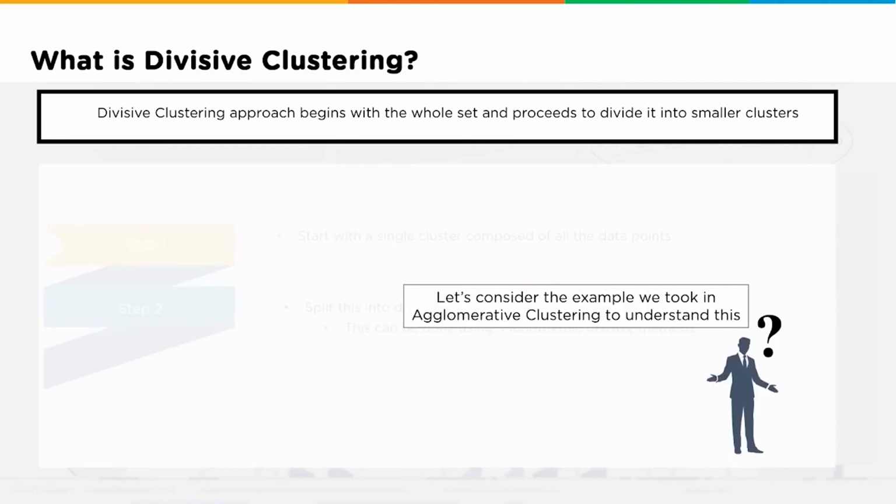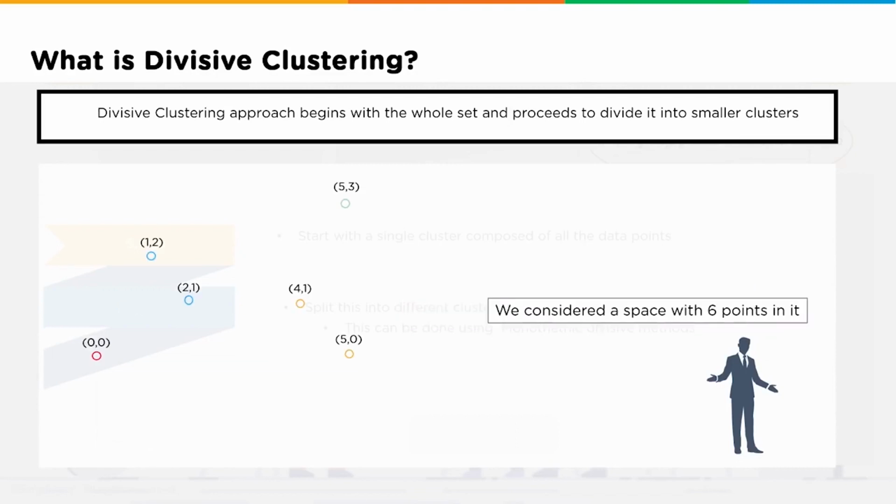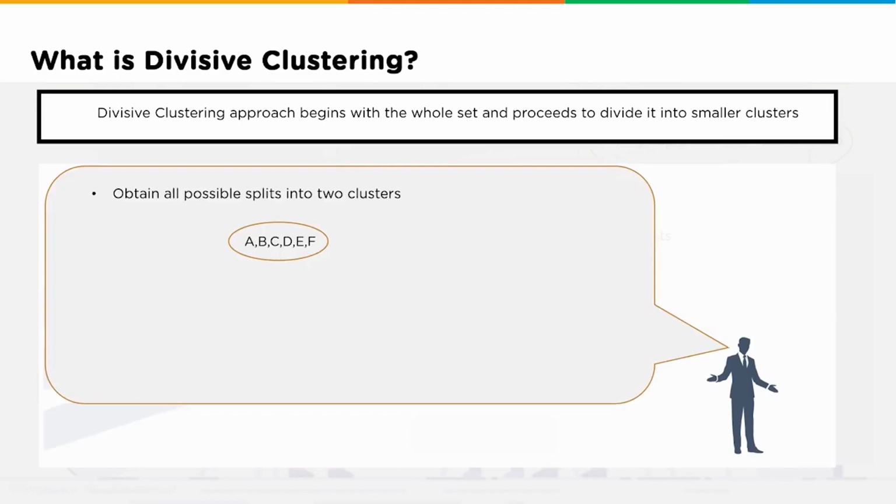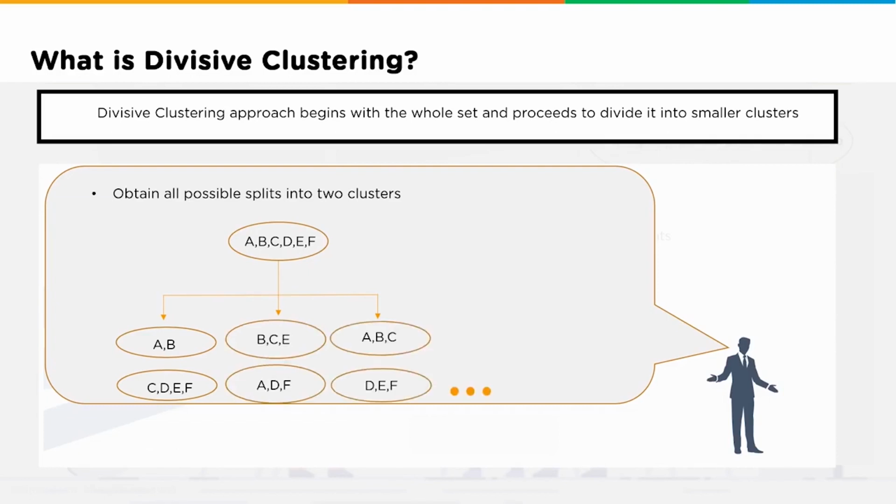And we'll go backwards and let's consider the example we took in the agglomerative clustering to understand this. So we consider a space with 6 points in it, just like we did before, same points we had before. And we name each point in the cluster. So in this case, we just gave it a letter value, A, B, C, D, E, F. Since we follow top-down approach in divisive clustering, obtain all possible splits into two columns. So we want to know where you could split it here. And we could do an AB split and a CDEF split. We could do BCE, ADF, and you can see this starts generating a huge amount of data.